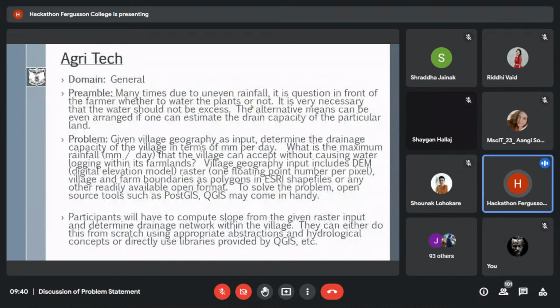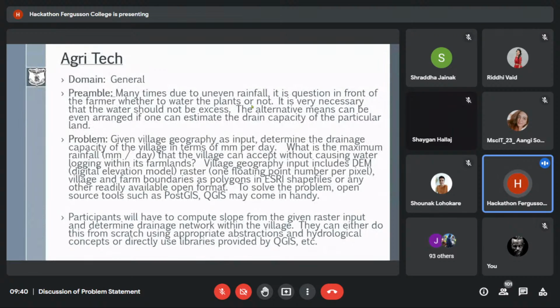Then our second problem talks about the agri domain, right? This particular problem is from agri tech. What happens is that many times, as you might have observed, the watering of plants depends upon whether there is rain or not. And unfortunately, we don't have any good mechanism with which we can predict whether there would be rain today or not. So what is my problem?